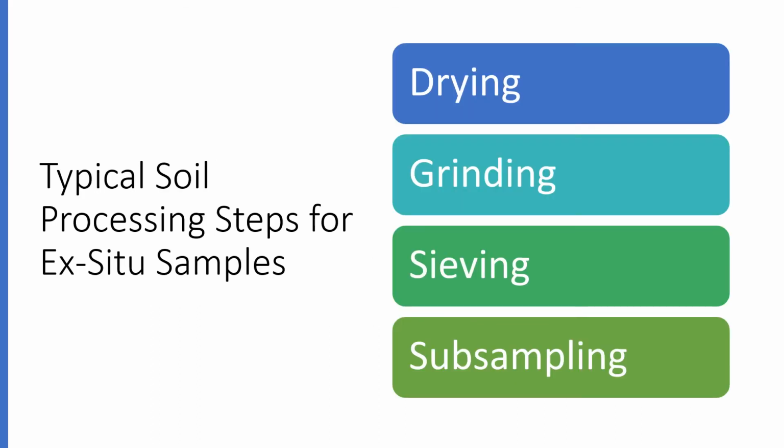Some form of ex situ sample processing may be required to ensure that high-quality, reproducible data are obtained from the sample collection effort. Some typical soil processing steps include drying, grinding, sieving, and subsampling. The sample processing steps needed will depend on the contaminant as well as the analytical methods selected and the data quality objectives.